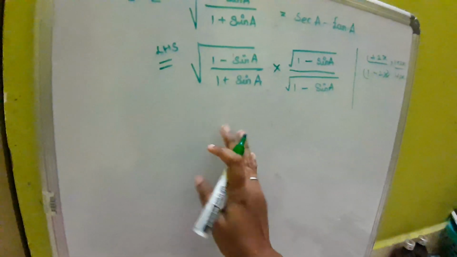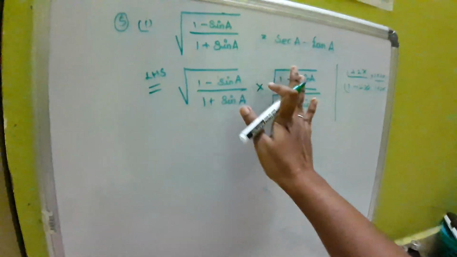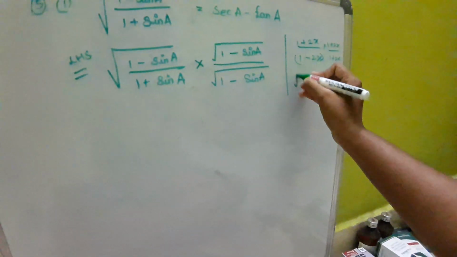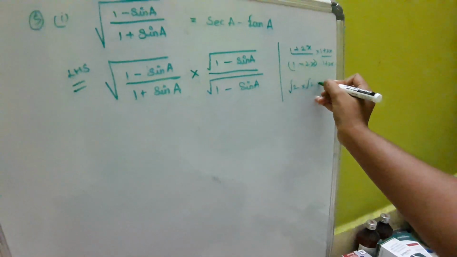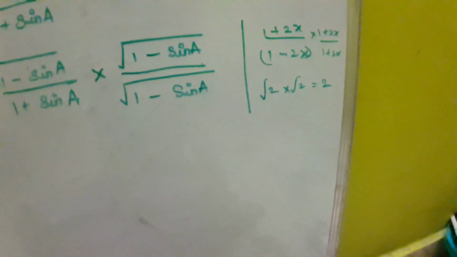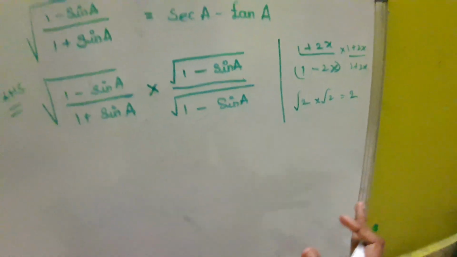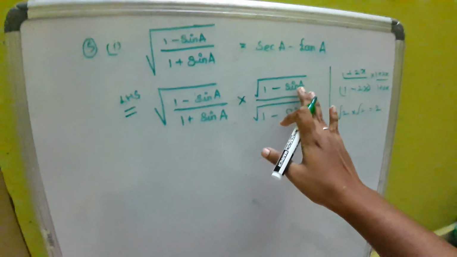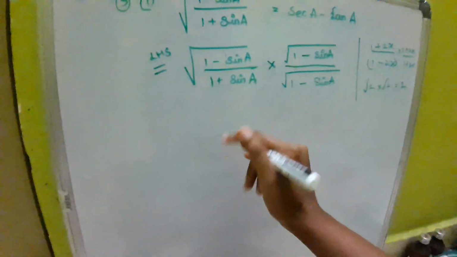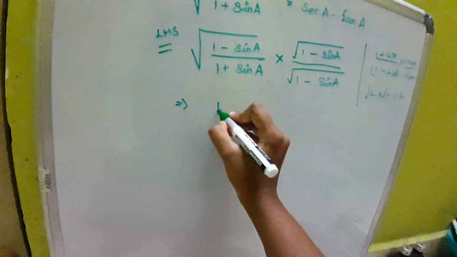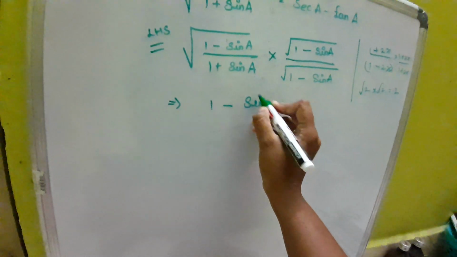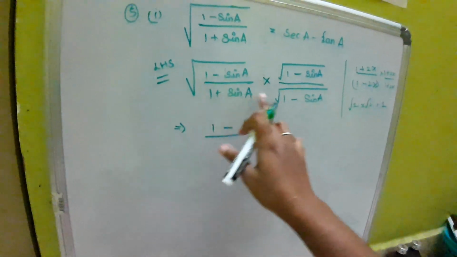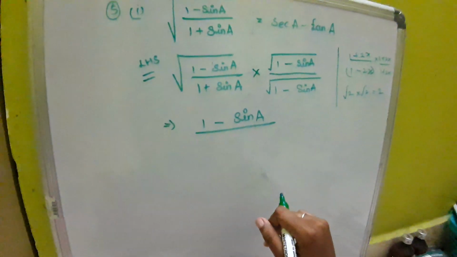Okay, and now we're going to multiply. 1 minus sin A into 1 minus sin A is like root 2 into root 2, which is equal to 2. You know this value, right? Root 2 into root 2 is equal to 2. So root of 1 minus sin A into root of 1 minus sin A is 1 minus sin A. So 1 minus sin A divided by root of 1 plus sin A times root of 1 minus sin A.